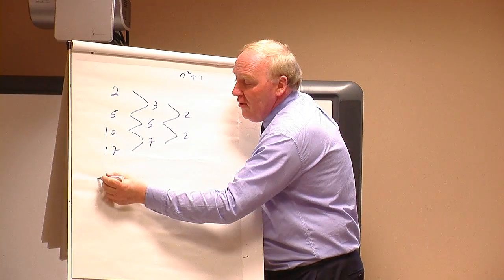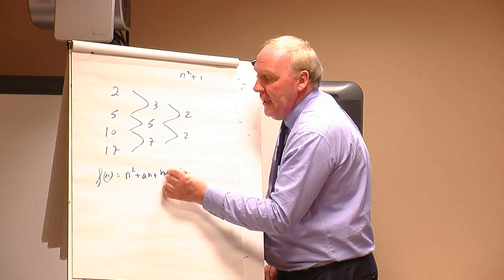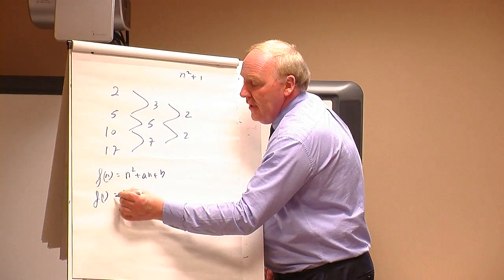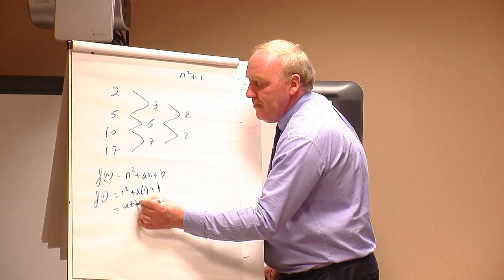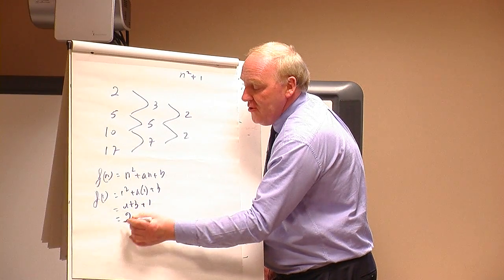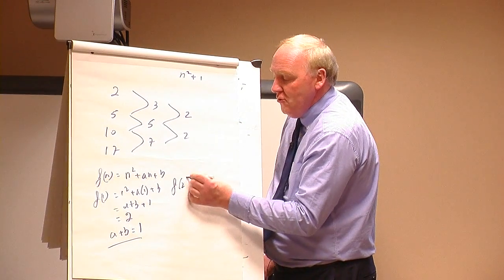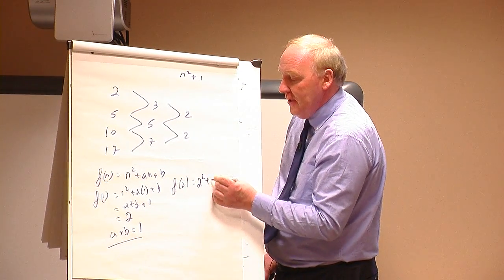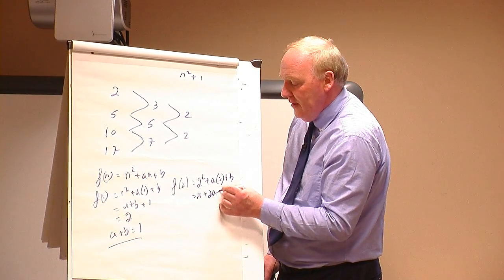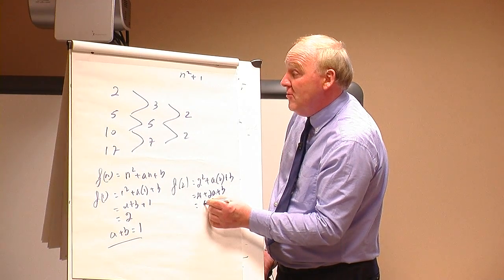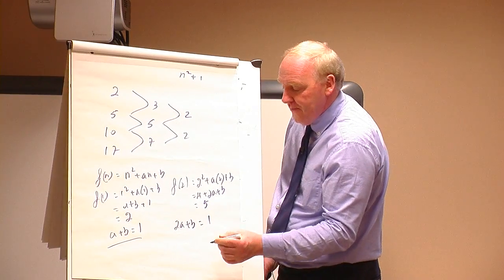So we know then that f of n is equal to n squared plus an plus b. Now f of 1 is 1 squared plus a times 1 plus b, which is a plus b plus 1, and that's equal to 2. So a plus b is equal to 1. And then f of 2 is equal to 2 squared plus a times 2 plus b, which is 4 plus 2a plus b, and that's equal to 5. So we get 2a plus b equal to 1.